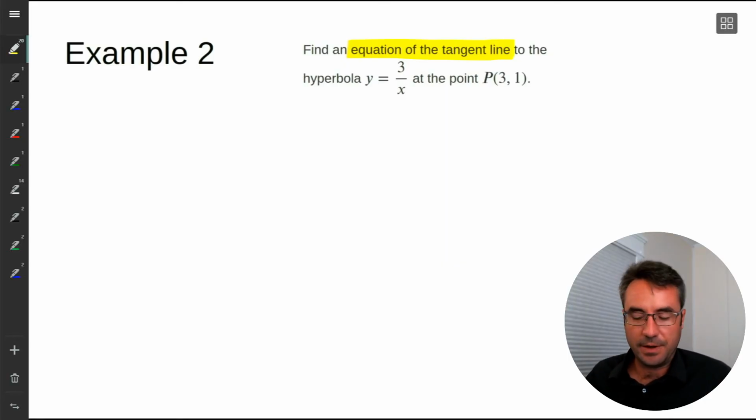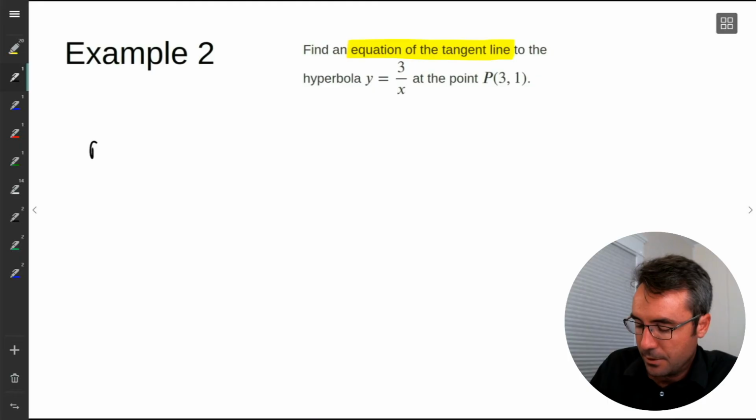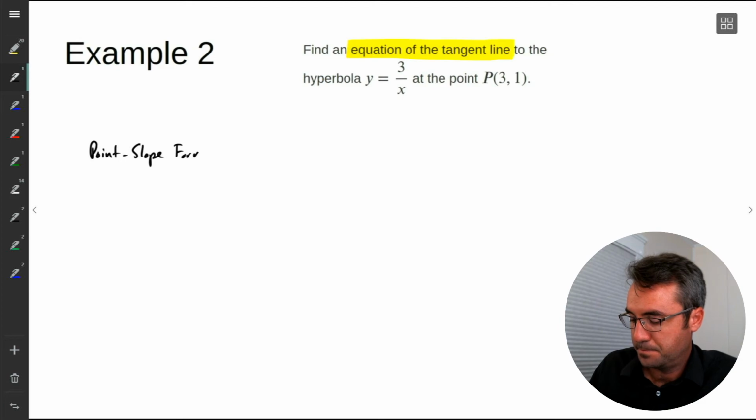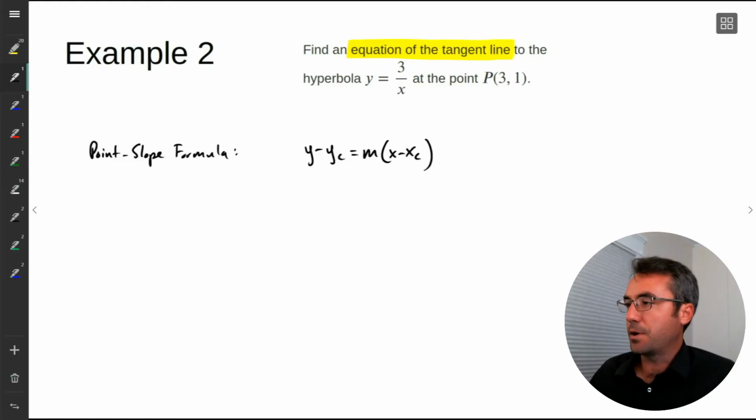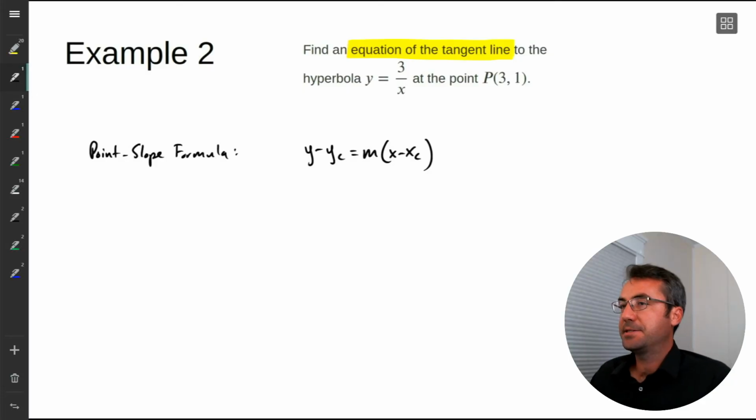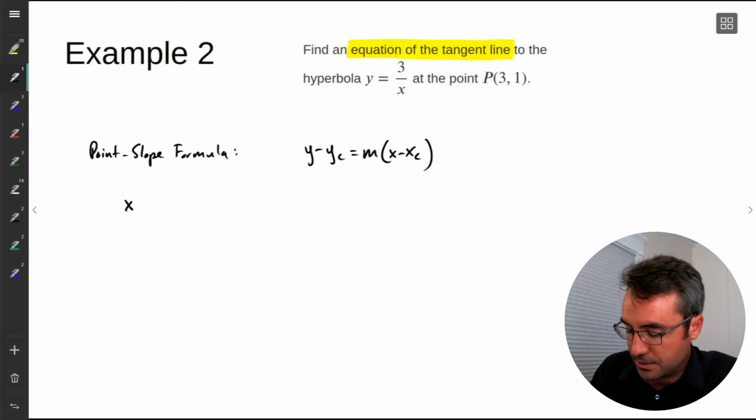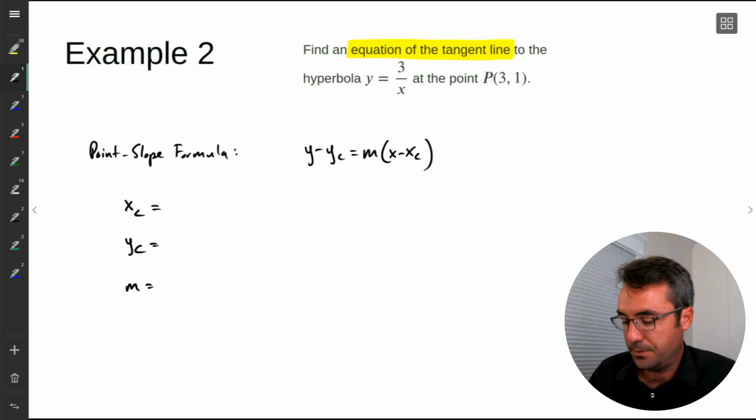So in general, how do we find the equation of a line? We need to use our point slope formula. So let's write down what that is. It says y minus our y coordinate is equal to m times x minus our x coordinate. And if we look at this, we need to know 3 things. The y here and the x here are going to be variables, but we need to know these other pieces. So we need to know our x coordinate, we need to know our y coordinate, and we need to know the slope. What are these equal to?